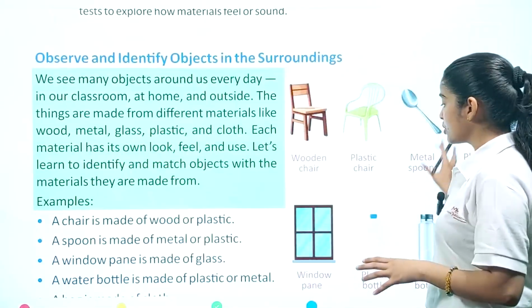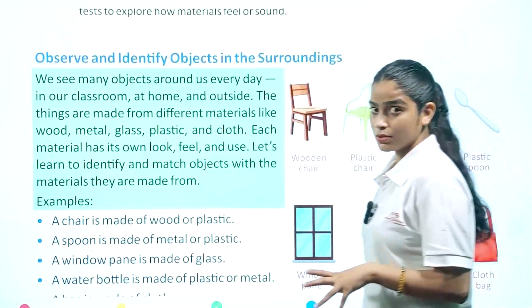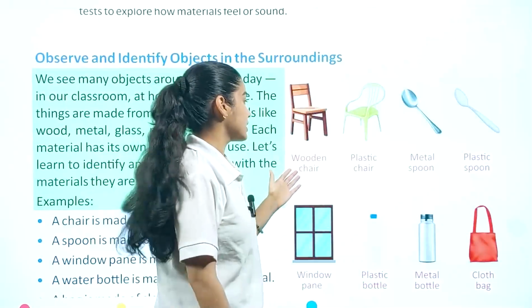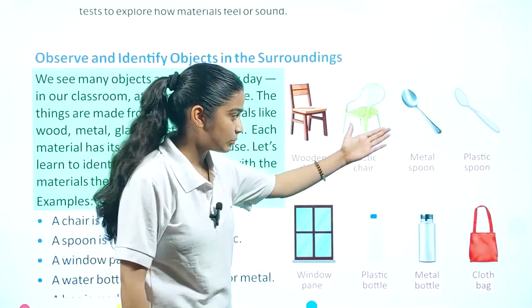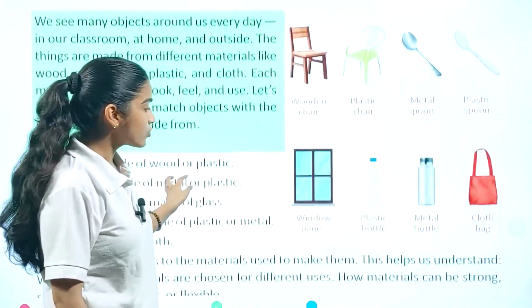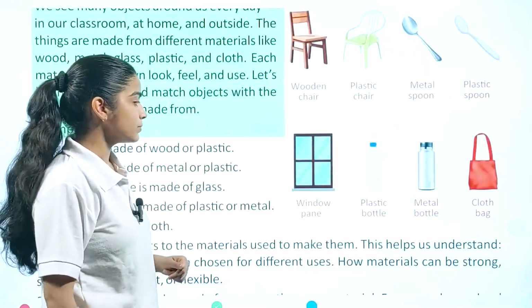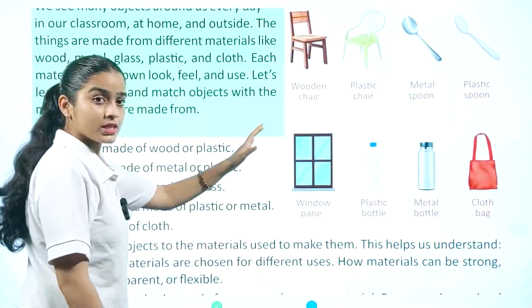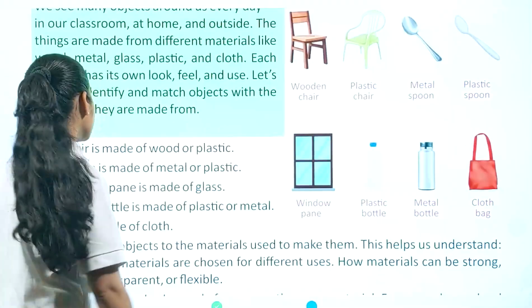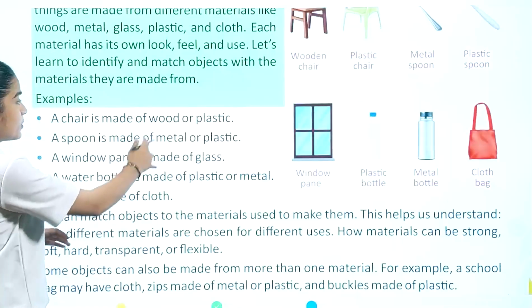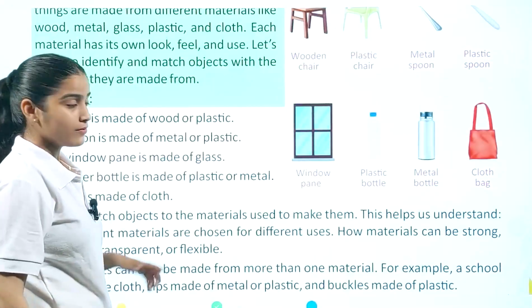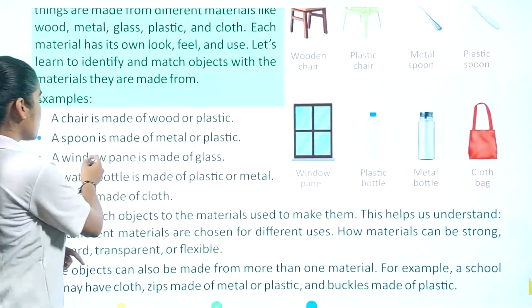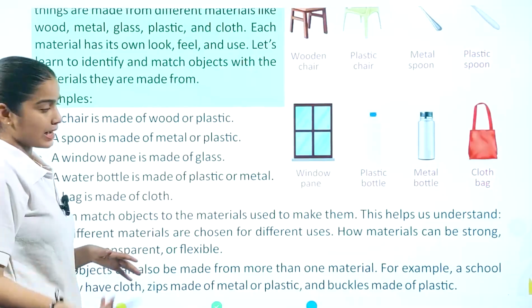And these are the pictures we have for the materials we are using in our day-to-day life. You have always seen this wooden chair, metal spoon, plastic spoon, window pane, plastic bottle, metal bottle, and cloth bag. So these are the things present in your surroundings. Now, for example, a chair is made of wood or plastic, both, right? We see the pictures as well. A spoon is made of metal or plastic as well.